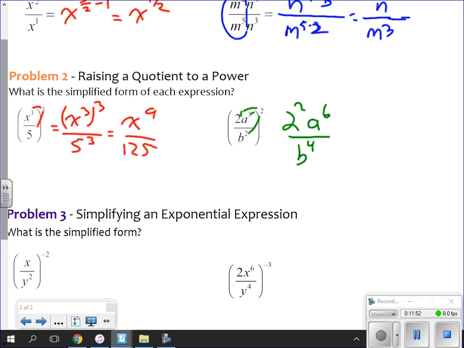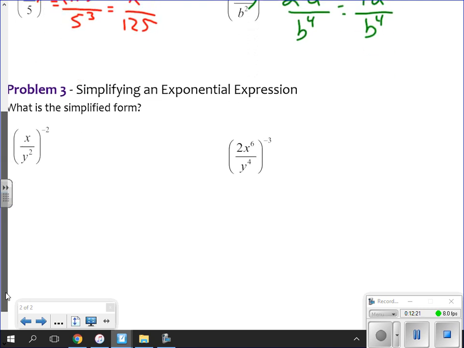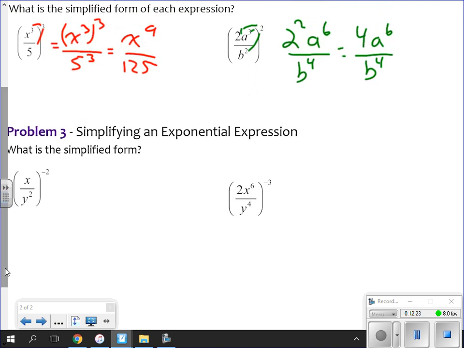Now, what should I do to clean this up a little bit more? Yeah, make the 2 squared into 4. It just looks a little prettier. And often a lot of the things that we do in math really don't make a difference in value. They just make them look prettier. 2 squared and 4, they're the same thing, but 4 looks prettier than 2 squared. Honestly, that's what we're doing. Okay, questions on that one?